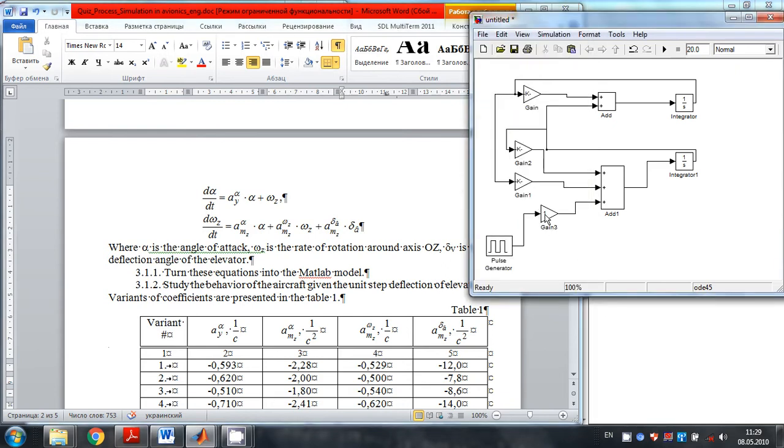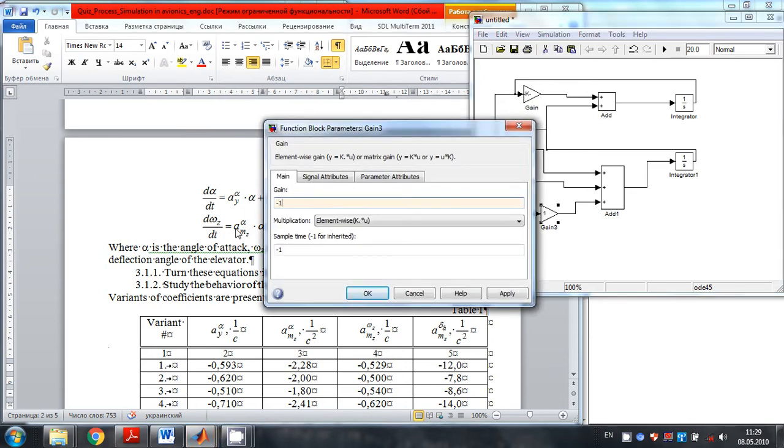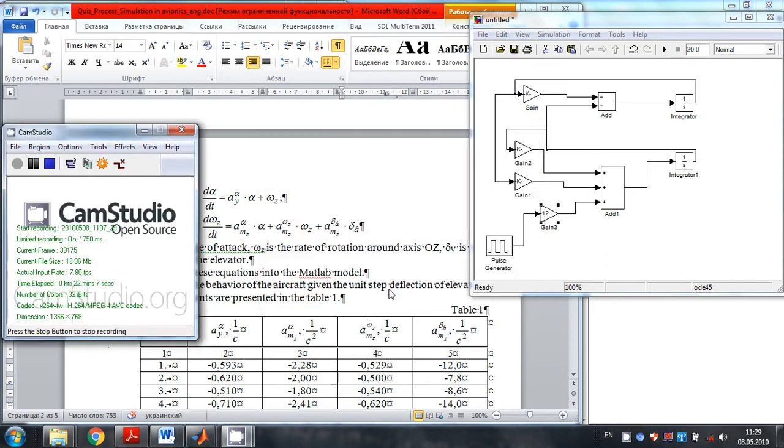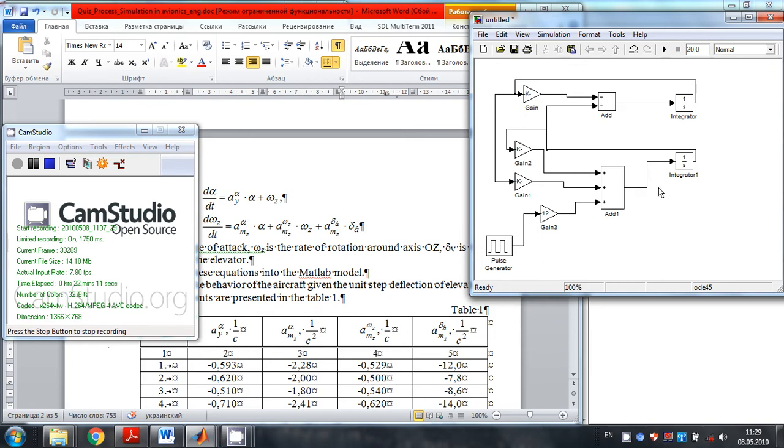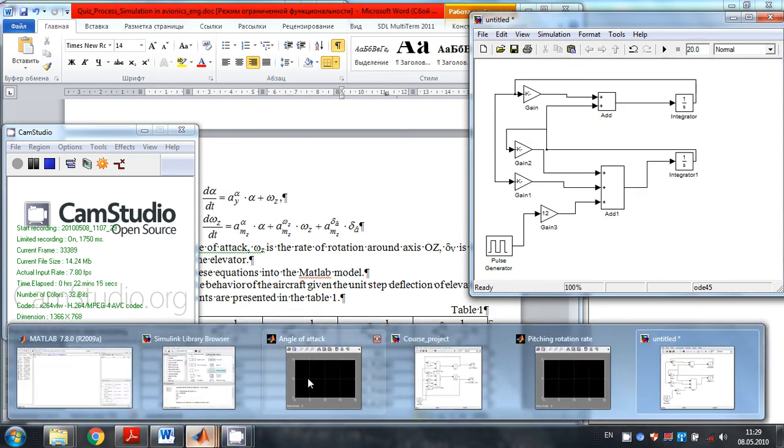The fourth gain here: we multiply the deflection angle of the elevator by this fourth coefficient. So it's minus 12. We set it here, minus 12. So basically the system is ready to be simulated, but we need to put some additional elements to see what's going on.